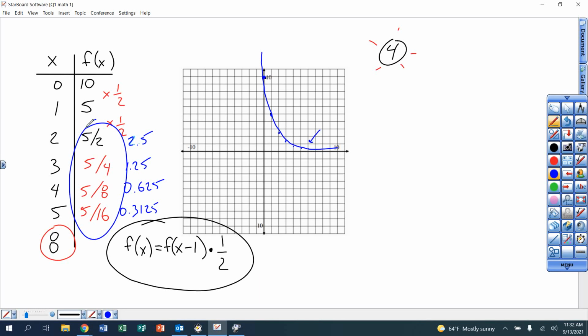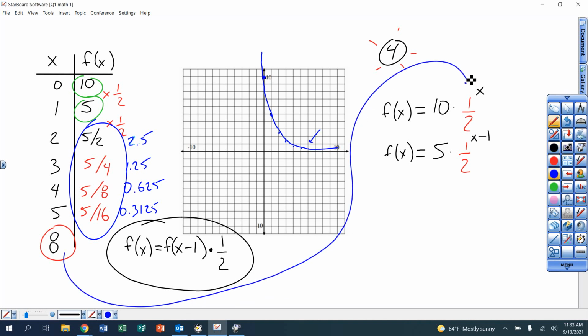If I'm jumping ahead to the 8th term, use both forms of explicit. Use either the 0 term right there or the first term. With the 0 term, use that 10 times the ratio 1/2 raised to the x power. Or use the first term, 5 times that 1/2 raised to the x minus 1 power. Take that value 8 and plug it into either one for x.